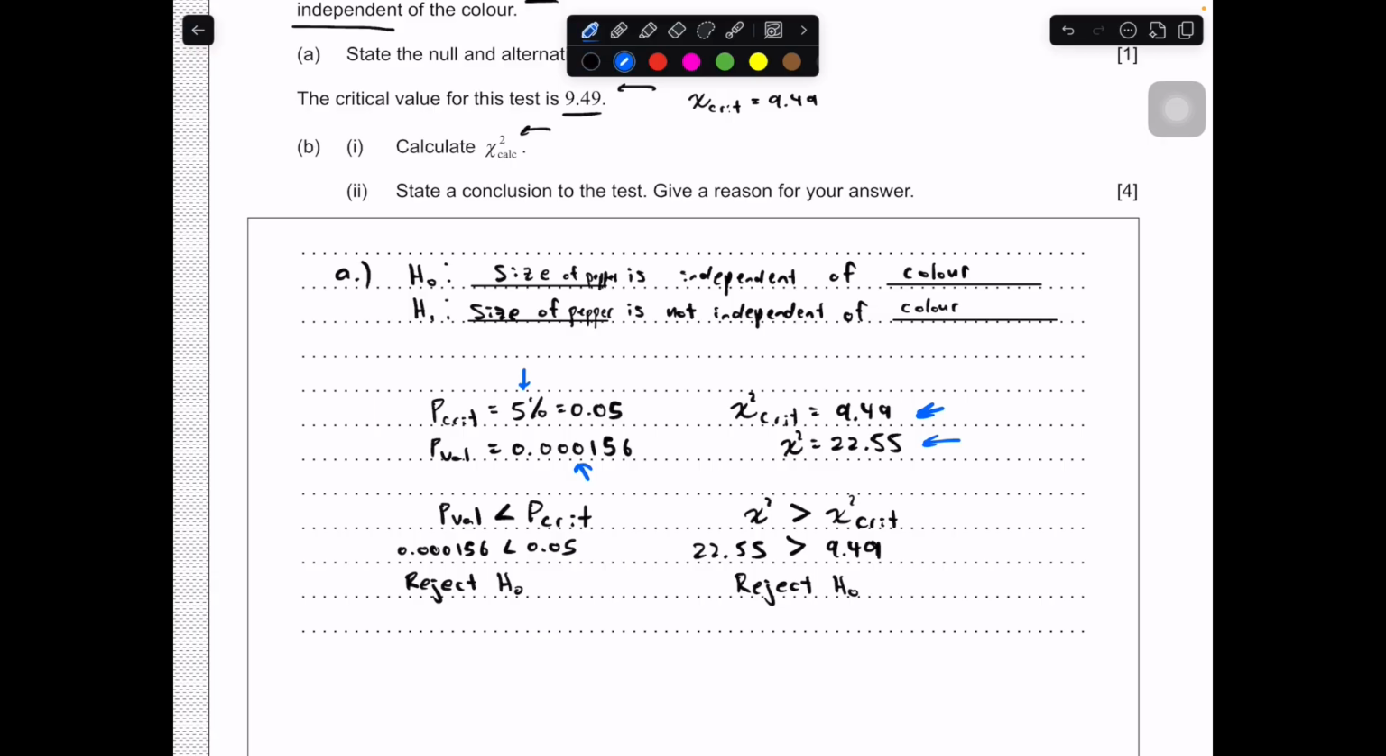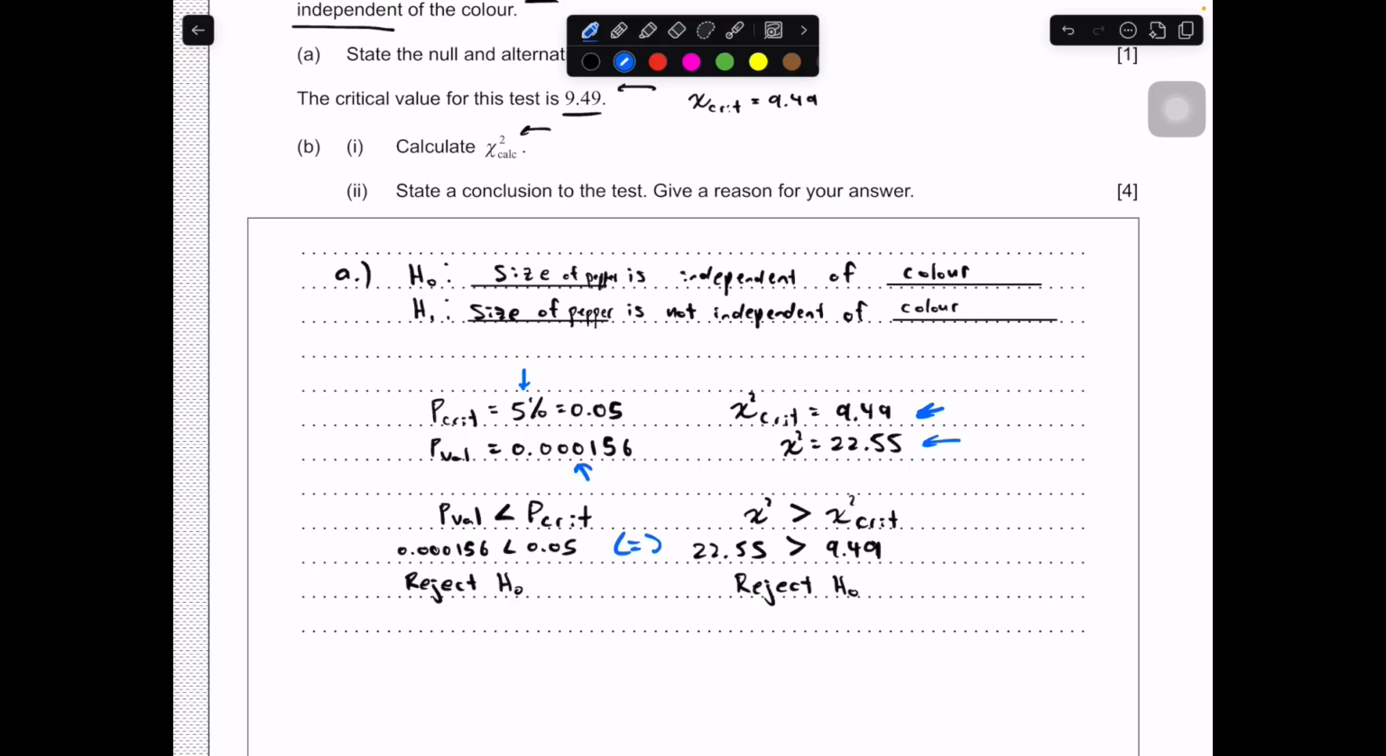Either one of these would be fine. You don't need to put both. P-value, the probability that we see these kind of results just based on chance alone, is super, super small. Sounds like there's something going on here. Very unlikely we see these results. Let's reject the idea that they're independent and not related.